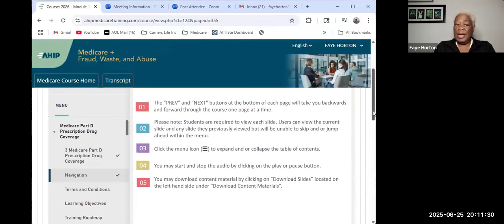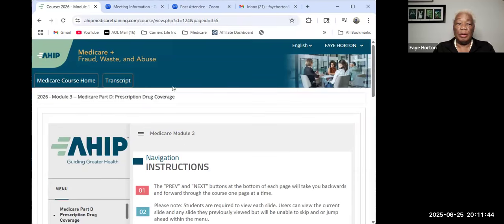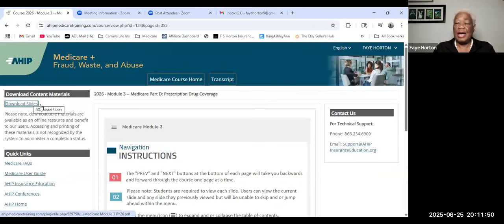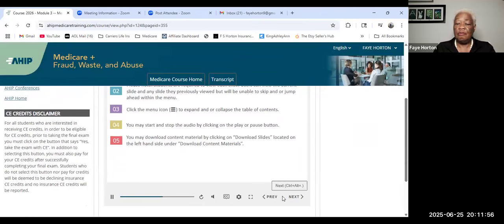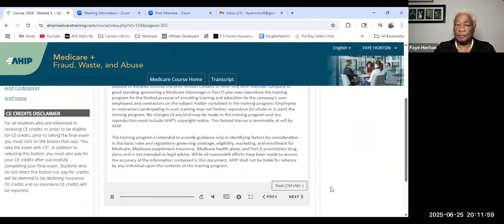Each module has these instructions at the beginning. O1 to go back, O2, the blue one, to take a note. And don't forget that always up in the upper left-hand corner of the screen, you're able to download slides for that particular module. So that's a constant in every one of the modules.